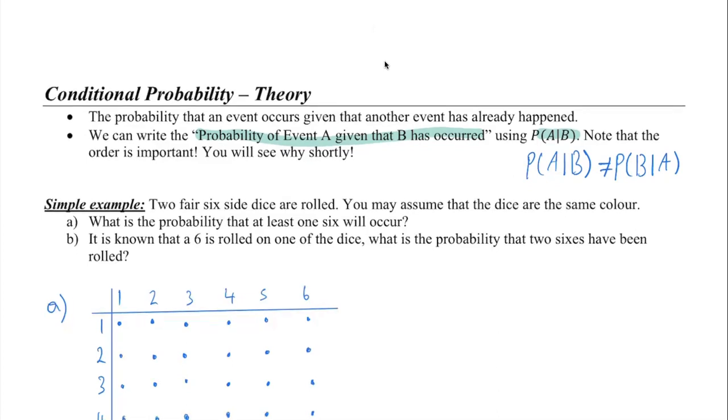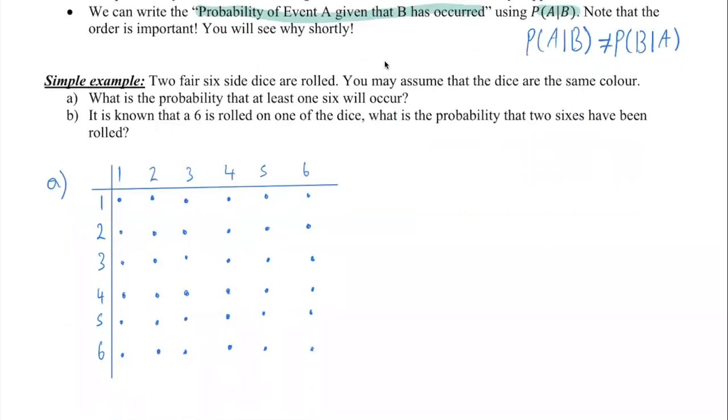So what we might do is have a look at this simple example. Two fair six-sided dice are rolled. You're allowed to assume the dice are the same color and for the sake of the experiment, the same weight, same everything. They're identical for all purposes, okay? For the first question, it says, what is the probability that at least 1 six will occur? Okay, so we've done these questions to death. We understand this is a multi-stage event with the dice, so our tool that we should go to is a dot diagram or an array, okay?